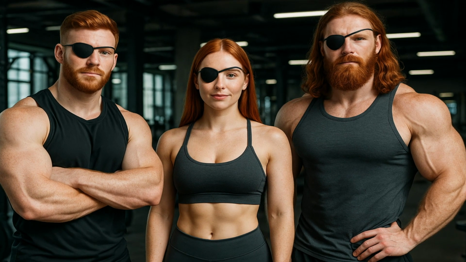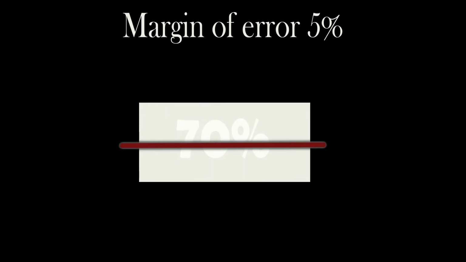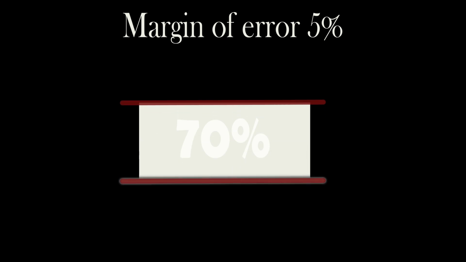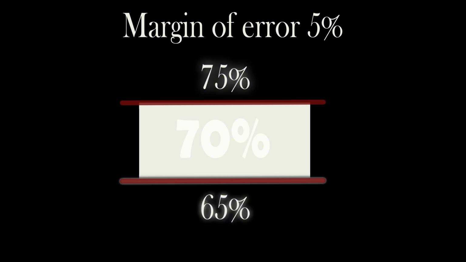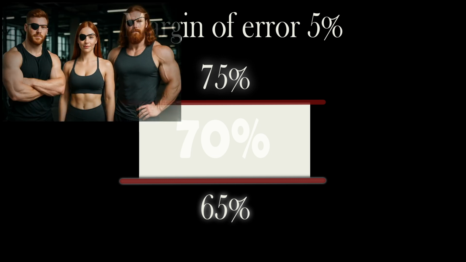So in our sample, we determined that 70% of the redheads like cheese. If we had a margin of error of 5%, that would mean our projection can dip 5% below that 70% and 5% above that 70%. So we could say something like, it is likely that between 65 and 75% of redheaded gym rats with eye patches from this gym like cheese.